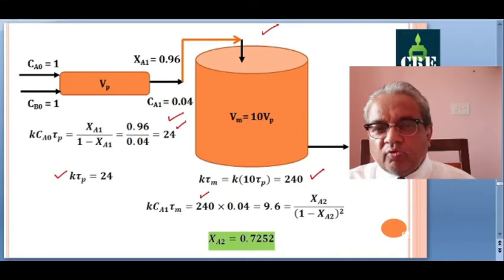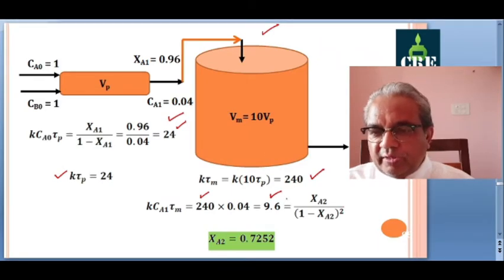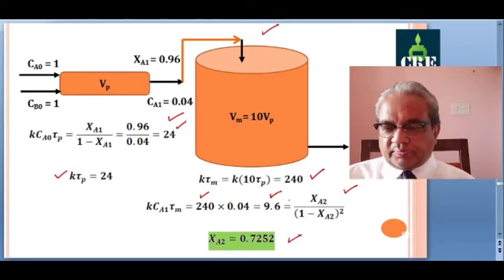So what is Ca1? Ca1 is 0.04, 96% conversion. This is 1 mole per liter, you get 0.04 moles per liter. This comes out to be 9.6, and that is Xa2 by 1 minus Xa2 whole square. So this is the integrated form for second order. Here there is no integral sign, so it is Xa2 by 1 minus Xa2 whole square, from the second order mixed flow. So Xa2 will be 0.7252 in this case.